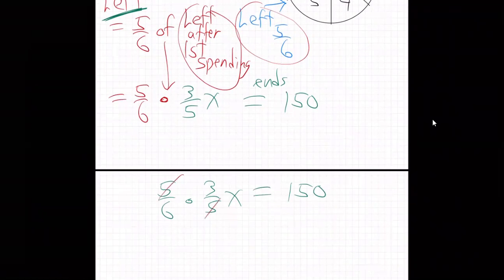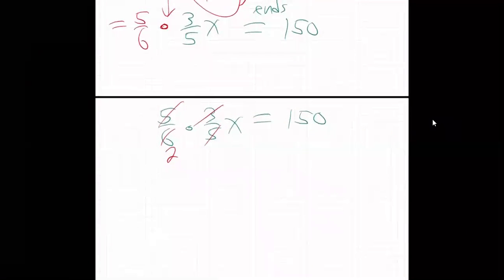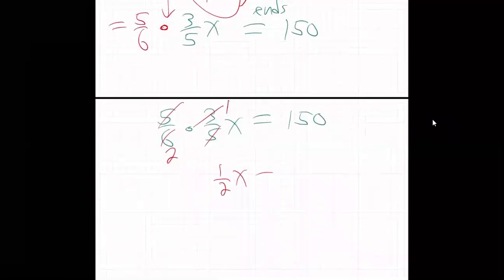How do we solve it? Well, these cancel. Remember cross-canceling with fractions? 3 goes into 6 two times. So what are we left with? There's really a 1 up here. So 1/2 X is 150. Did you track with all that cross-canceling?